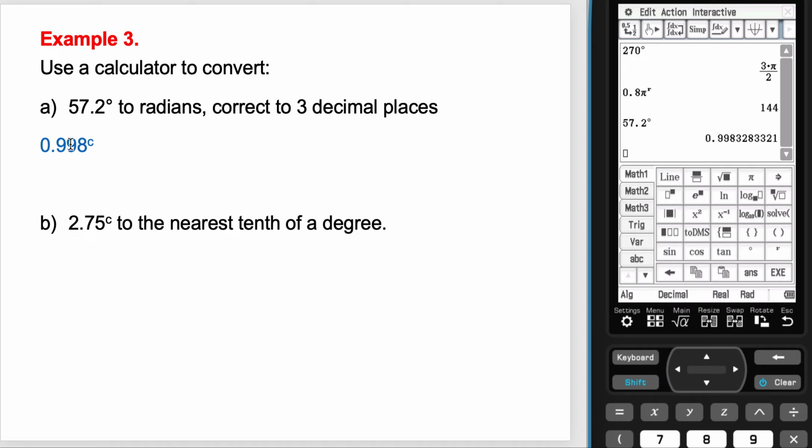And especially because that number doesn't have pi in it, good idea to put the little radian symbol just to show that that's now a radian measurement.